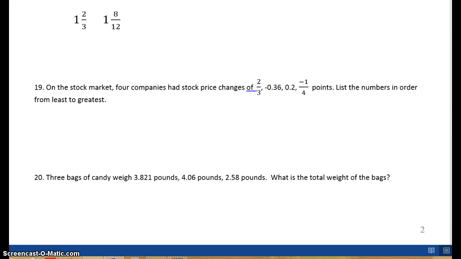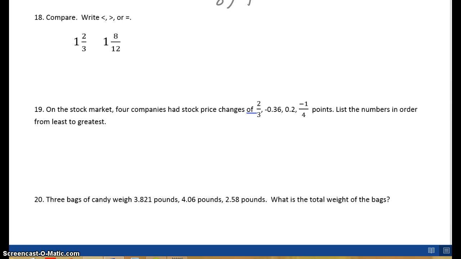Now number 18 says we're going to compare 1 2/3 and 1 8/12, and we're going to say whether one is less than, greater than, or equal to the other. I notice this 8/12 here. I can simplify that by dividing both numerator and denominator by 4, so I'm going to do that first. That ends up being 1, and then 8 divided by 4 is 2, 12 divided by 4 is 3. So I find out that 1 8/12 is the same as 1 2/3. So I end up saying that those two are equal, and I'm going to circle that equal sign.